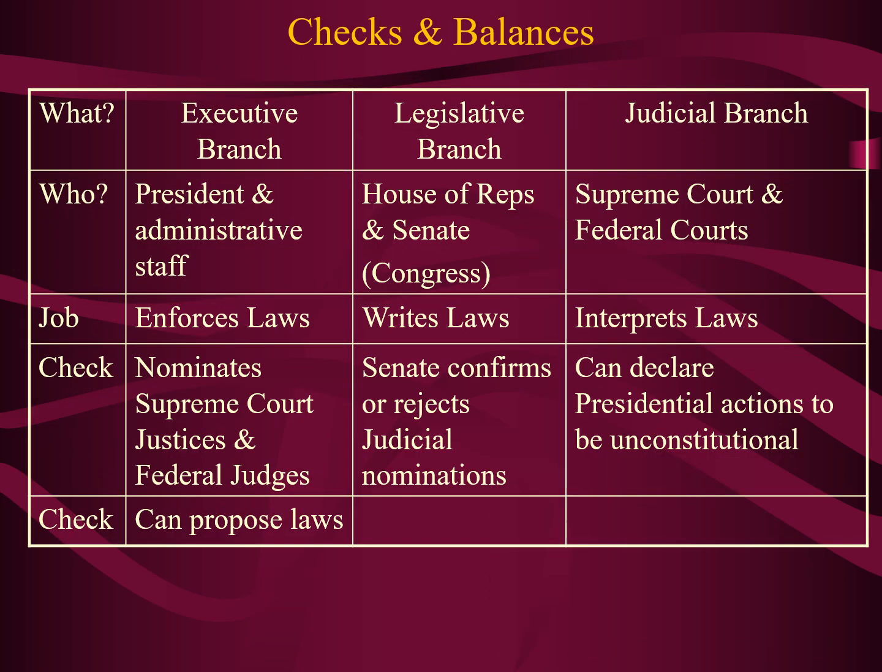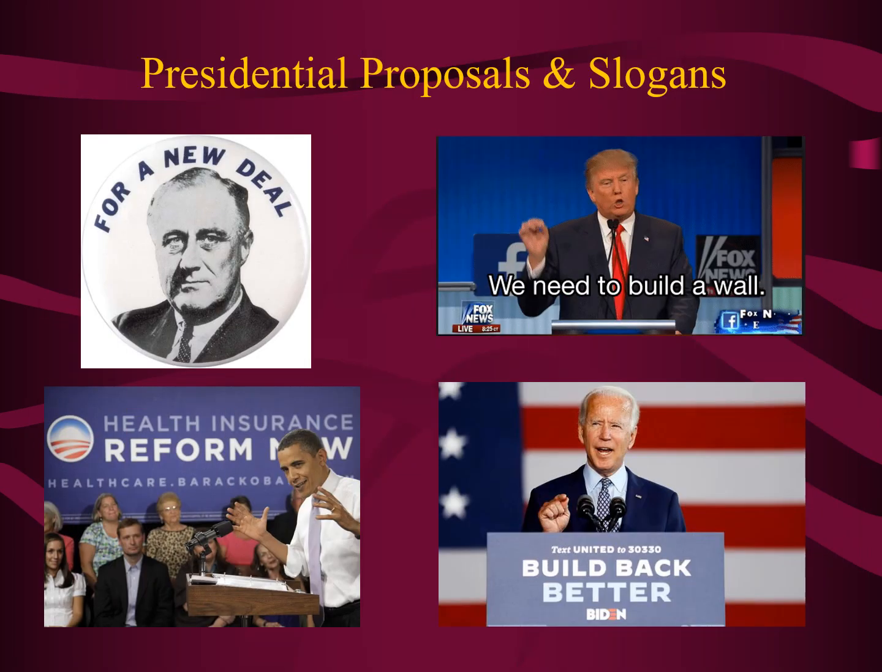Here is another set of checks. First, the president has the ability to propose legislation. When presidents run for office, they often develop slogans or proposals that they promise that they will accomplish during their administration. In the upper left, we see Franklin Roosevelt, who promised the American people a New Deal. Obama's signature piece of legislation was healthcare reform. President Trump promised to build a wall on the U.S. border with Mexico. And the Biden administration had the Build Back Better program.